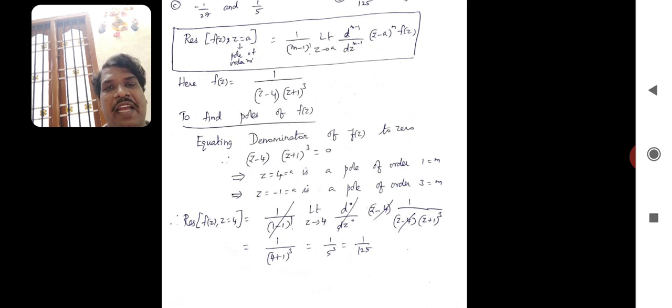So we are going to apply the limit for 1 by (z plus 1) whole power 3 when z is approaching 4. So therefore you just replace the z value by 4 in the given function. So the answer is 1 divided by (4 plus 1) whole power 3, which is 1 by 5 cube, which is 1 by 125. So I am able to find the residue for the first pole, which is 1 by 125.